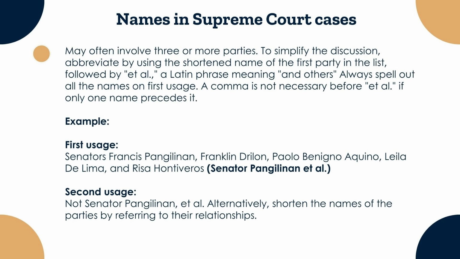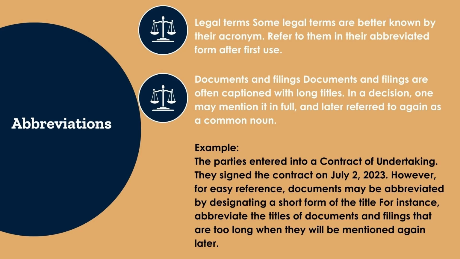Legal terms. Some legal terms are better known by their acronym. Refer to them in their abbreviated form after first use. Documents and filings. Documents and filings are often captioned with long titles. In a decision, one may mention it in full and later refer to it again as a common noun. Example: the parties entered into a Contract of Undertaking. They signed the contract on July 2, 2023.